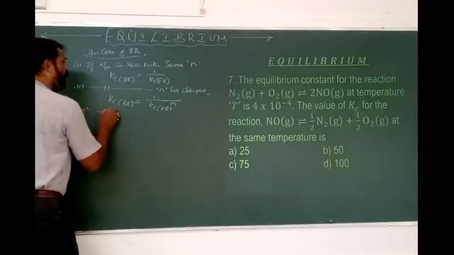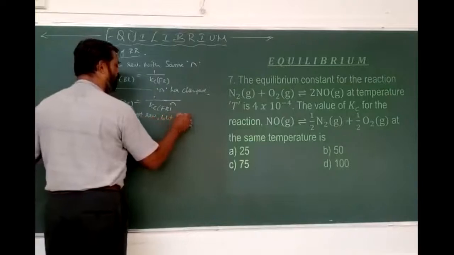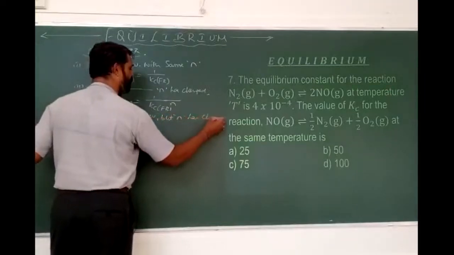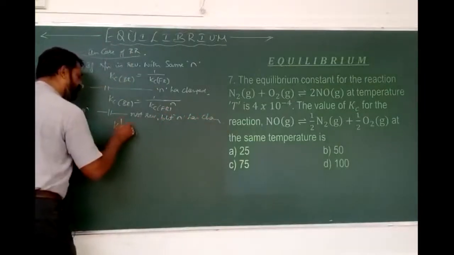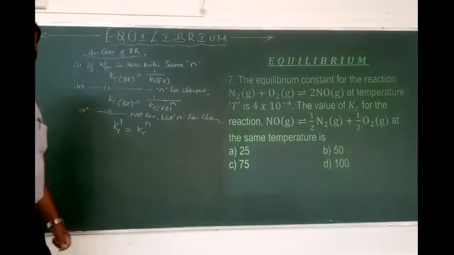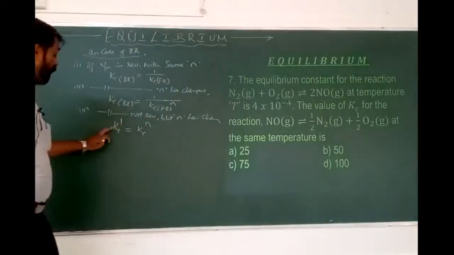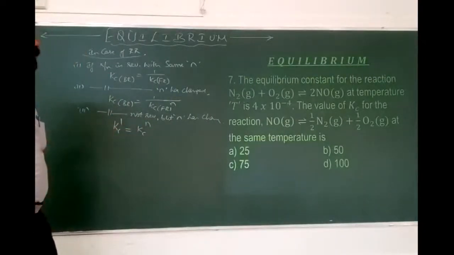Suppose the reaction is not reversed but the number of moles has changed, then the new equilibrium constant Kc dash is given by Kc to the power of n.